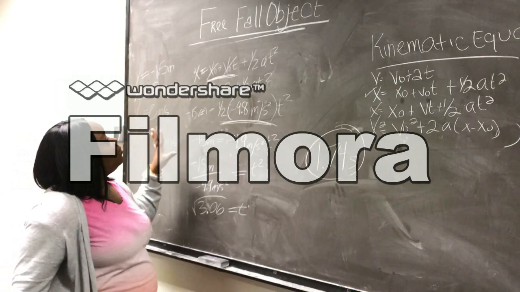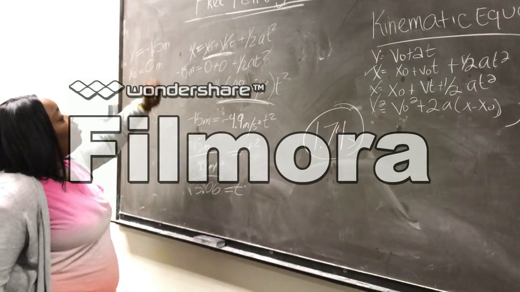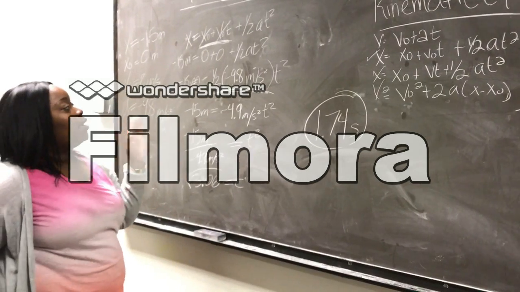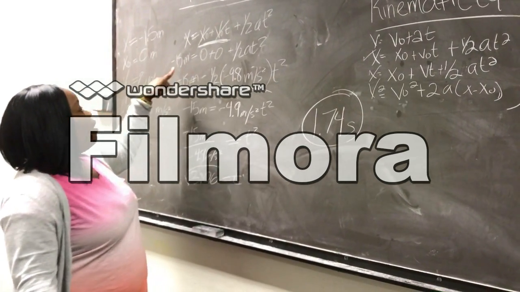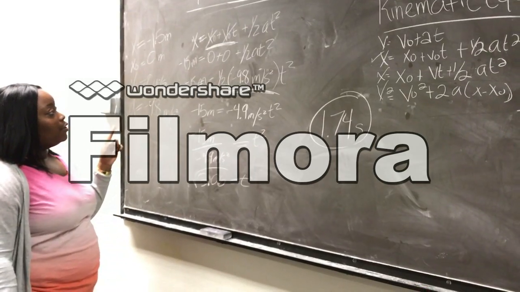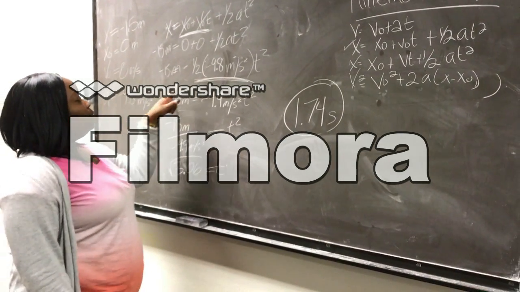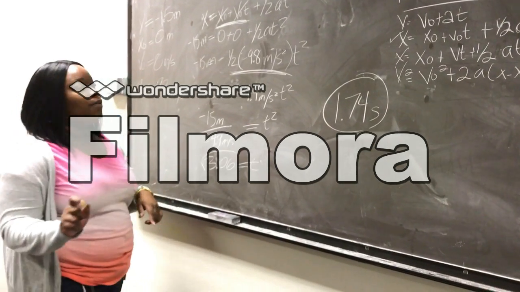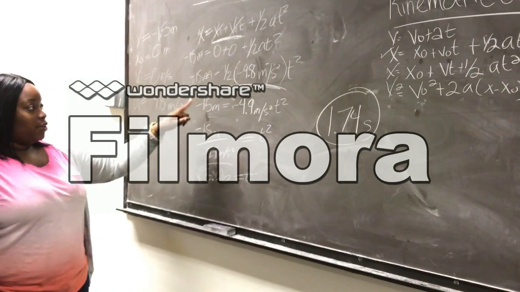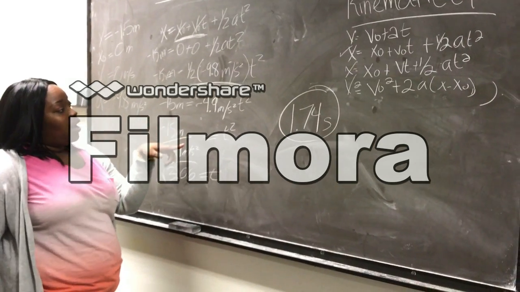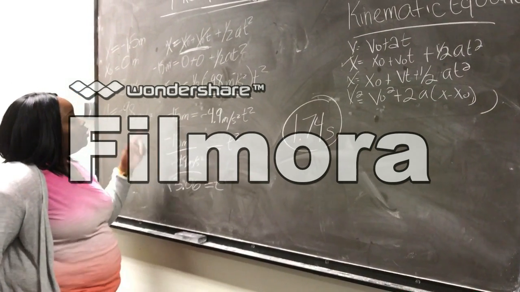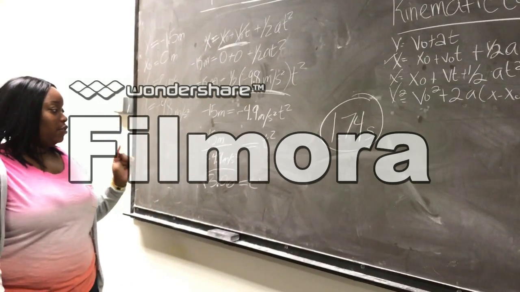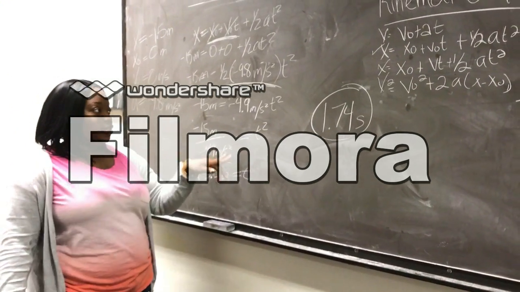Now we're going to plug our numbers into the second equation. We're going to zero out x naught and v naught plus 1/2 a t squared, and this will all equal negative 15 meters. Then negative 15 meters equals 1/2 of negative 9.8 meters per second squared times t squared. Negative 15 meters equals negative 4.9 meters per second squared times t squared. Then we're going to divide negative 15 meters by negative 4.9 meters per second squared. This will equal t squared.